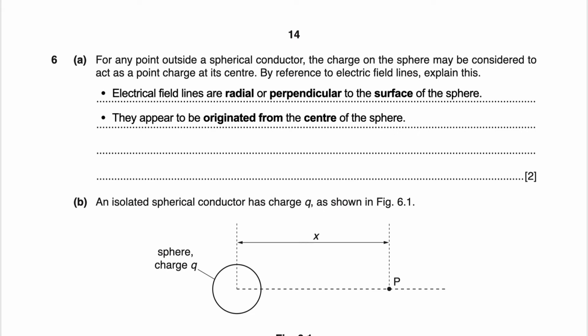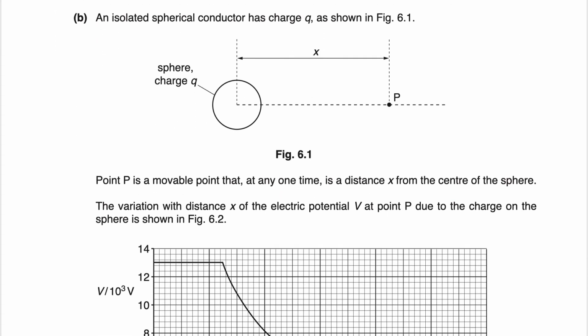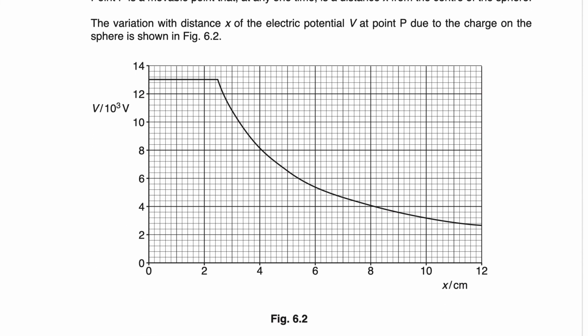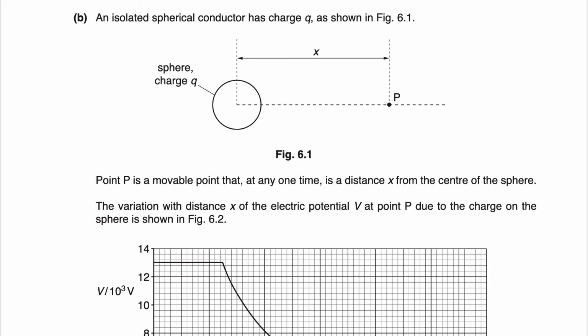Okay, let's move to the B question. An isolated spherical conductor has charge Q, shown in figure 6.1. Okay, we have Q, and then we have one more point P. I think there will be some question regarding P, and the distance between P and Q's center is x. Okay, let's move to the picture. Point P is a movable point, and at any one time the distance is x.